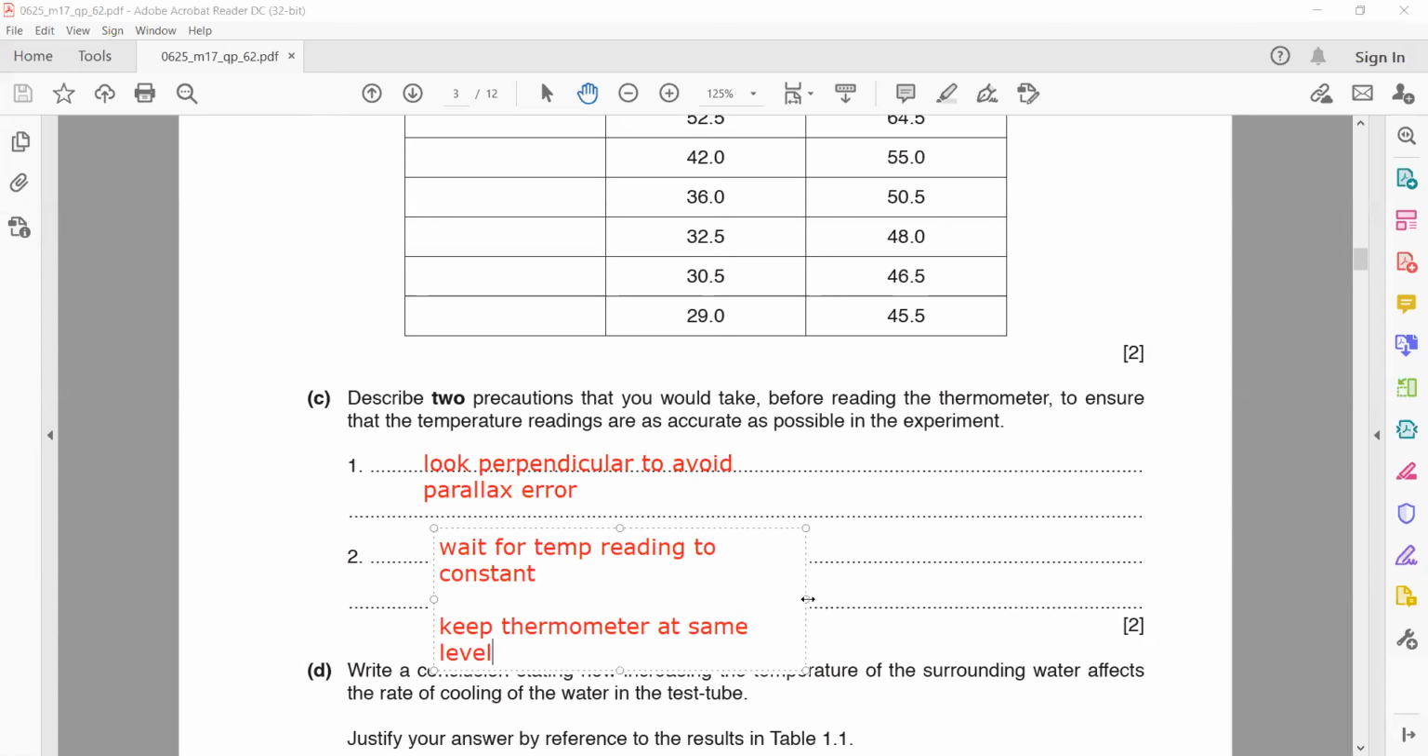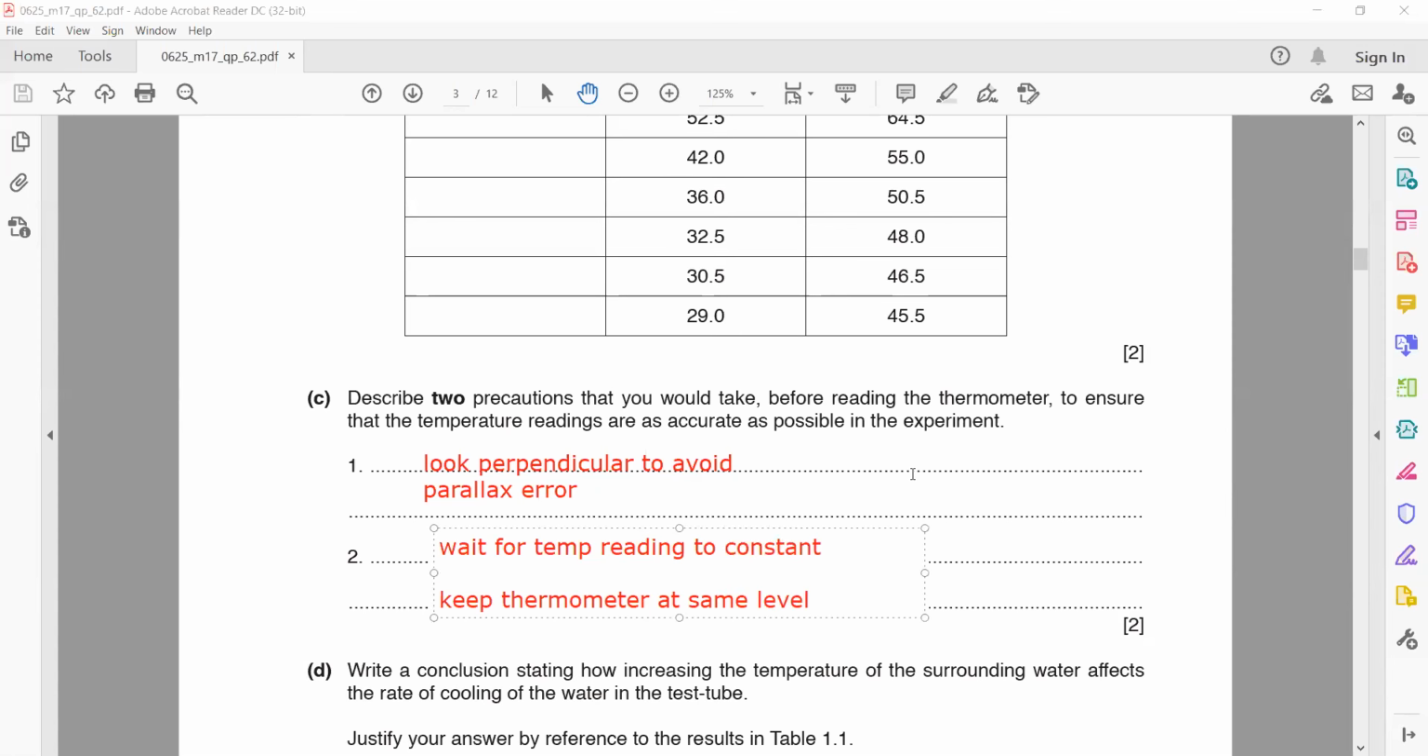When you are measuring the temperature of a liquid, it might not have a uniform temperature throughout, so you can stir so that throughout the liquid there will be a uniform transfer of heat energy and a constant temperature. So stir before taking the reading.